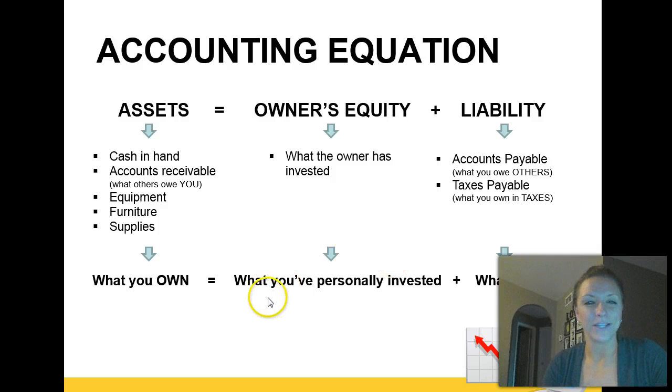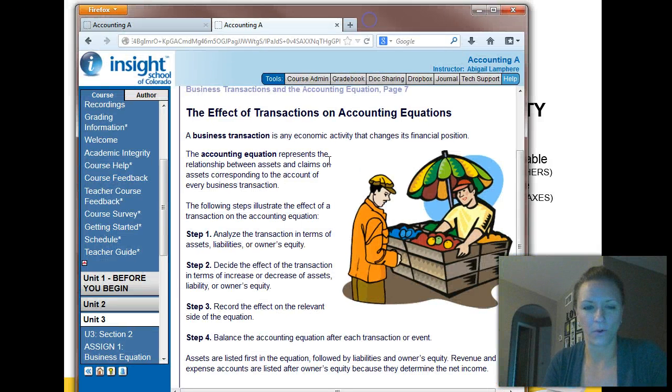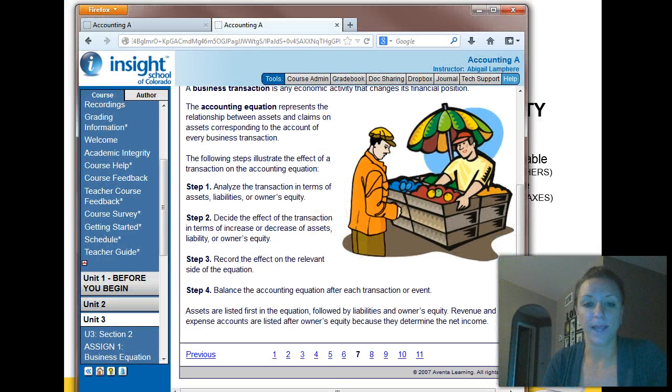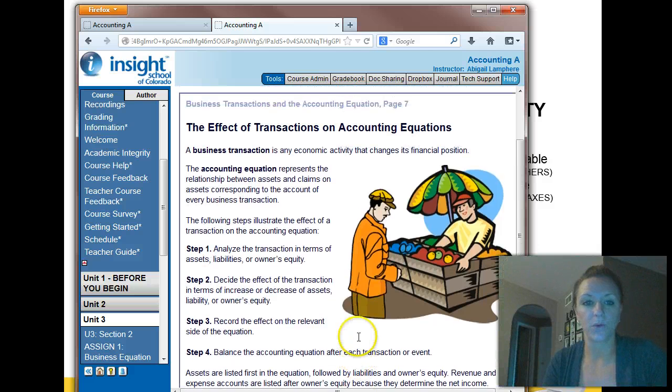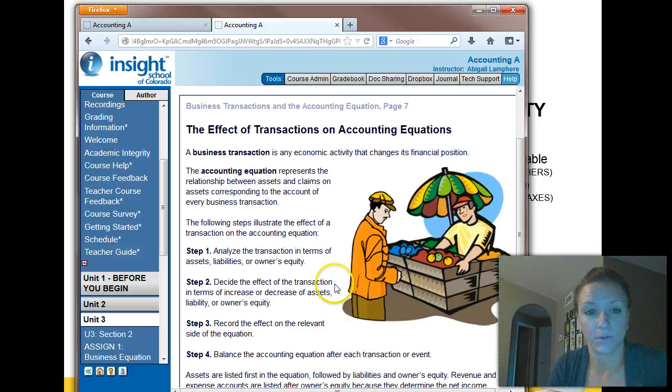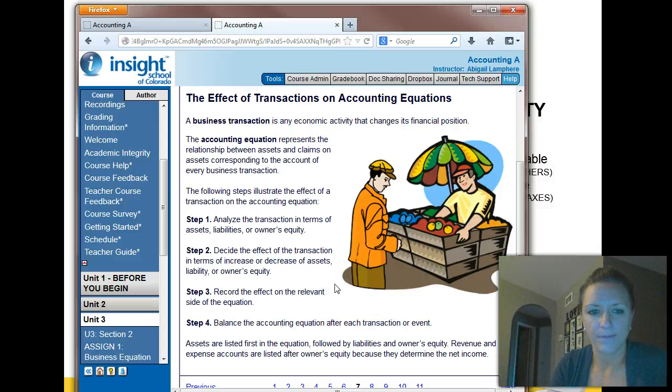Okay, so don't get too intimidated by this, because right now you haven't seen this in action yet, so don't freak out. We will go over it. But page 7 in section 2 describes this a little more and gives you some more information on it, so I suggest you read over it. We'll look at it together here. The business transactions that we're going to be working with are going to affect this equation every time.